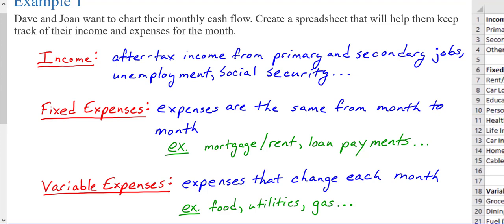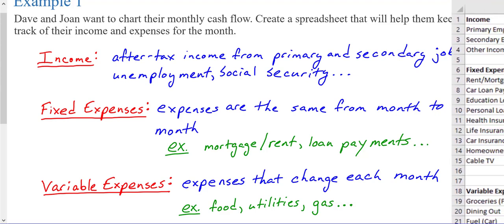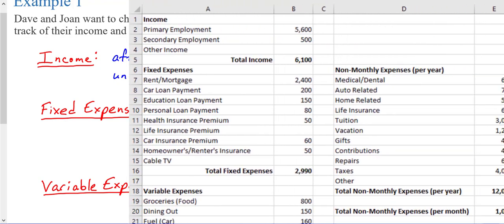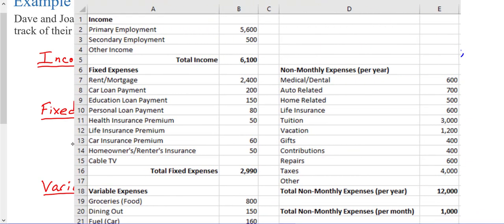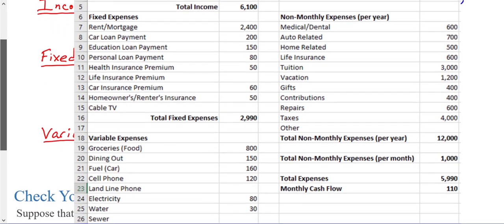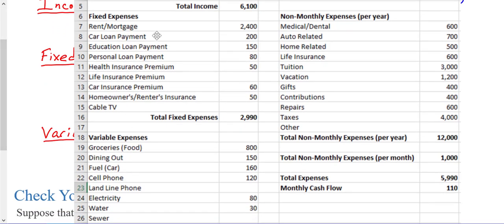And typically a cash flow chart is put in a spreadsheet. So I'm going to pull this out and show you an example. This is Dave and Jane's cash flow chart. As you can see, the first category, income, contains information for their primary and secondary income. The total income is also included on there, bolded, $6,100. Underneath income, they have examples of their fixed expenses and their variable expenses. And each category is totaled independently of the other.